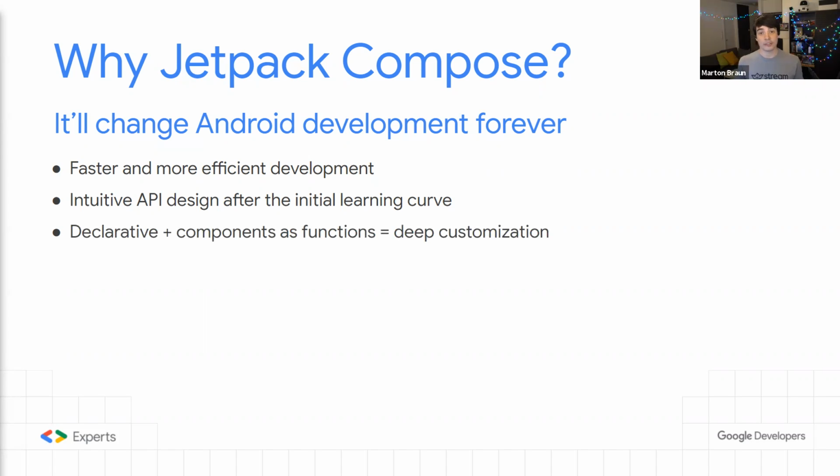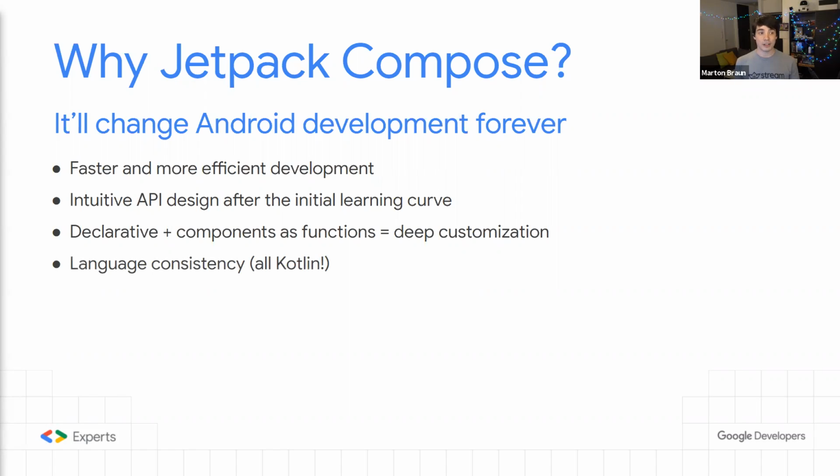Compose is a declarative UI toolkit, which is something that a lot of different UI toolkits on various platforms have been gravitating towards in recent years. This is a very common thing for modern UI toolkits. Apparently, it's a very good idea to describe UI as a mapping of state to UI as a function. We also have components in Compose, which are defined as functions, which makes them really flexible. And these two things together give us really deep customization, which we're going to show you some examples of later on.